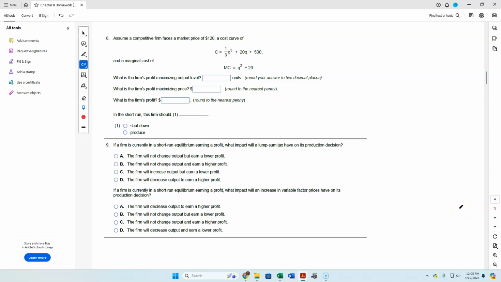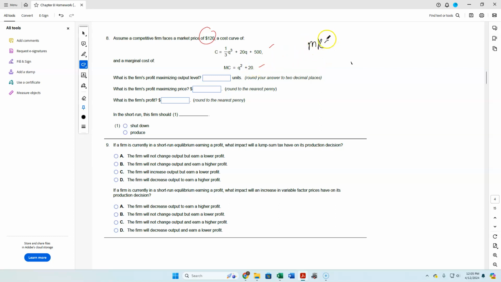Okay, so now we have a competitive firm with a market price of 120, a cost curve and marginal cost. Your numbers may be different here because I'm looking at another printout that has a higher price, so obviously you can make your own adjustments. And we need to find the profit maximizing level of output, the price, and the profit.